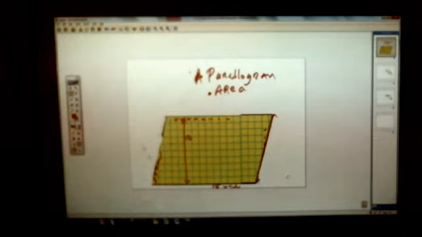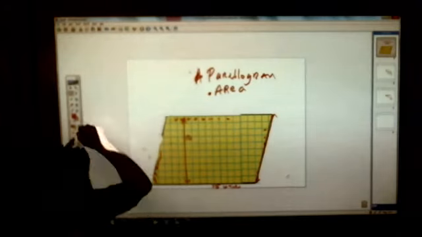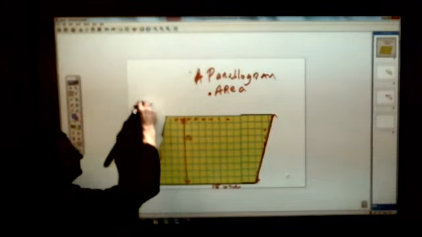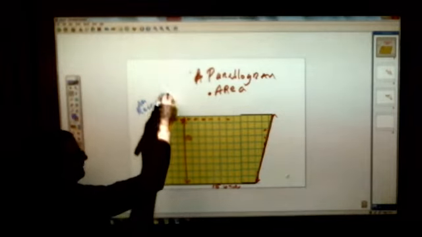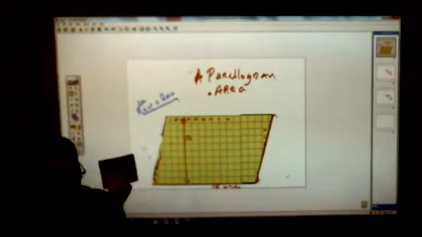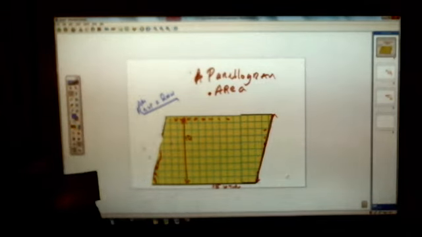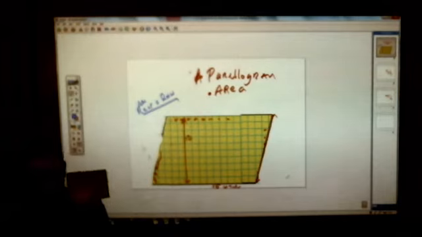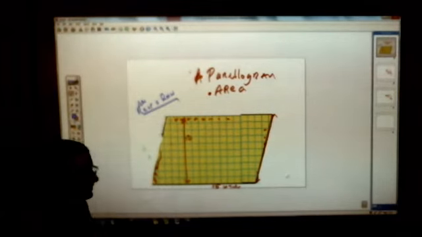Areas of rectangles are, somebody? The area of a rectangle is? Length times width. Okay, length times width. So if I do the length times the width of this, I'm going to get the area of this shape as well. The one problem is, wait, don't look away just yet. The problem is this.